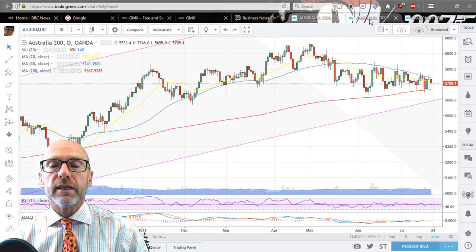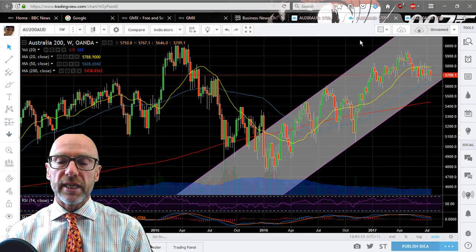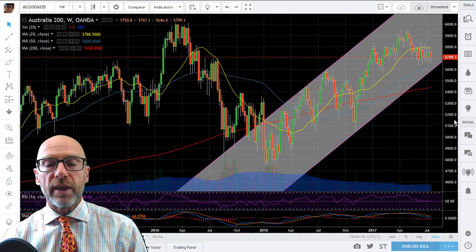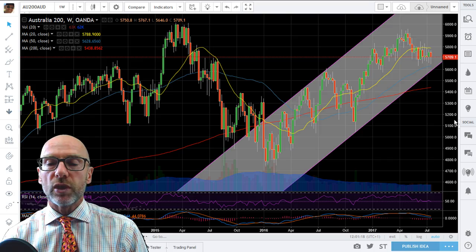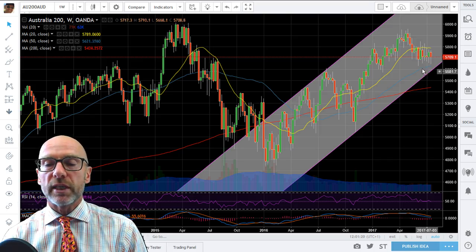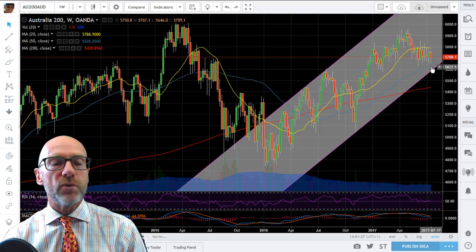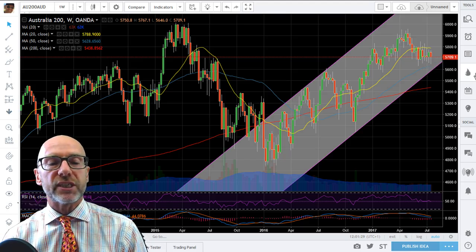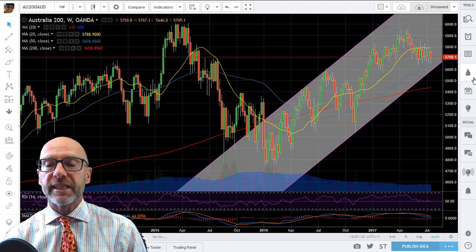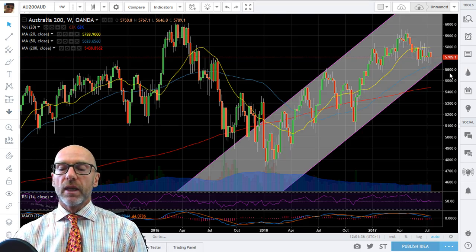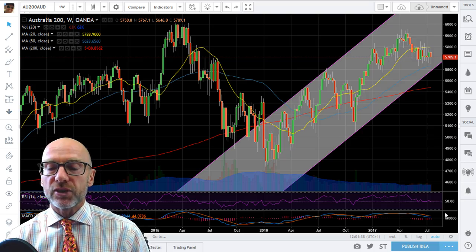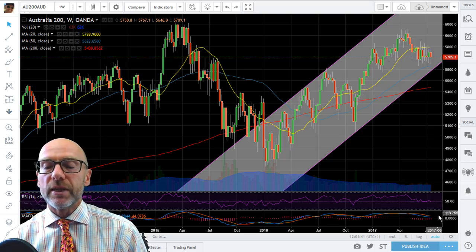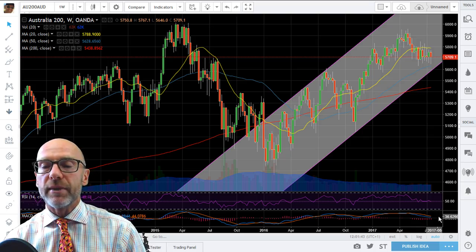On the weekly, here you can see the uptrend picture. I drew that many videos ago. I've been talking about it ever since. You can see that we're now coming towards the lower boundary. You can just make out here the 50-week moving average. That's at 56.28, and that signifies a key support level as well. Looking at the RSI, you can see we've got negative momentum, and that's confirmed on the MACD.